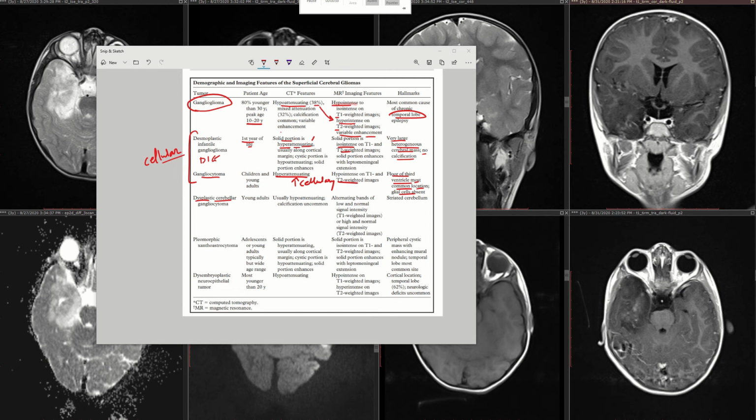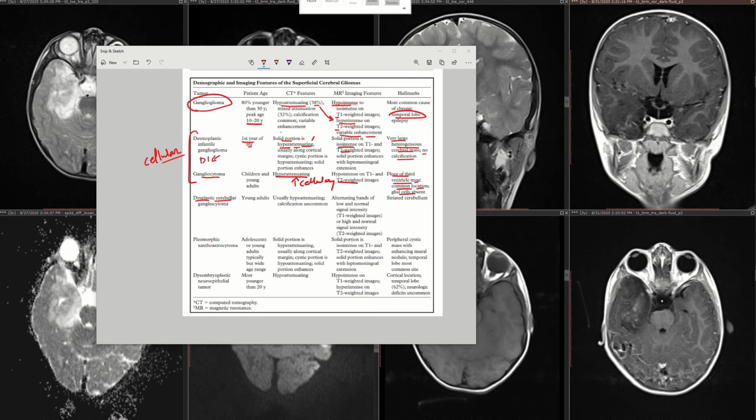So then pleomorphic xanthoastrocytomas, they are seen in adolescent or young adult patients typically, and it has a wide age range. You should not confuse this with a pilocytic astrocytoma, which you see in the posterior fossa, which has a mural nodule, and the differential of that is hemangioblastoma. But that is not what we are talking about here. We are talking about superficial cerebral glial tumors.